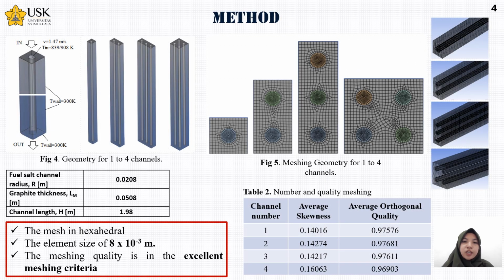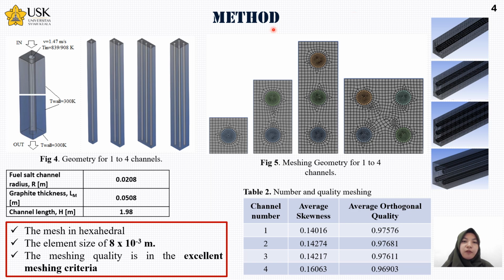Next, I would like to explain the method of this research. This simulation is carried out in three dimensions, and the velocity of the fuel is 1.47, with an input temperature of around 839 Kelvin, and the wall temperature is set at 300 Kelvin. And this is the geometry size used in this research.